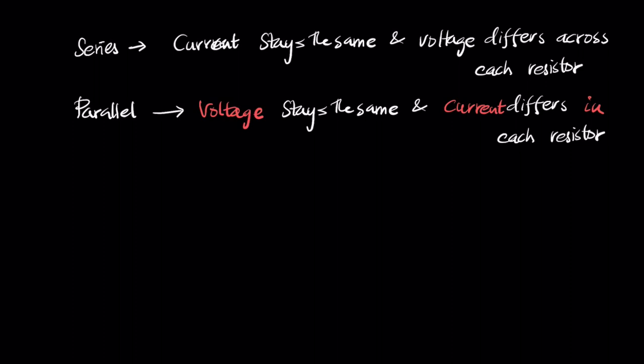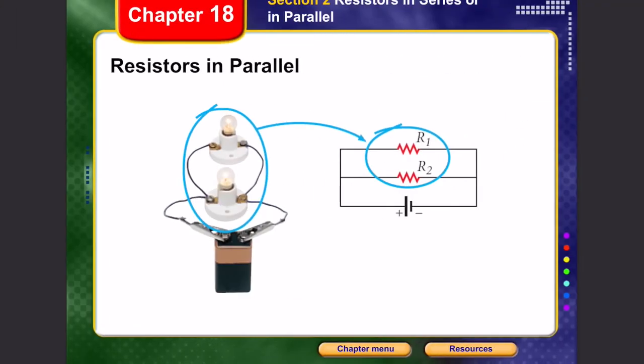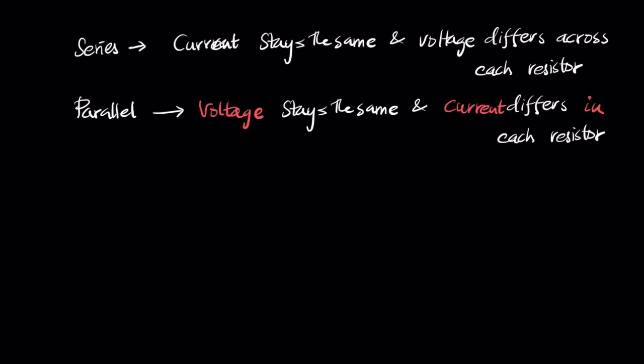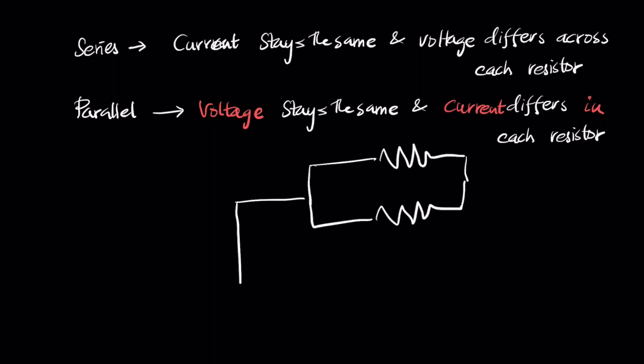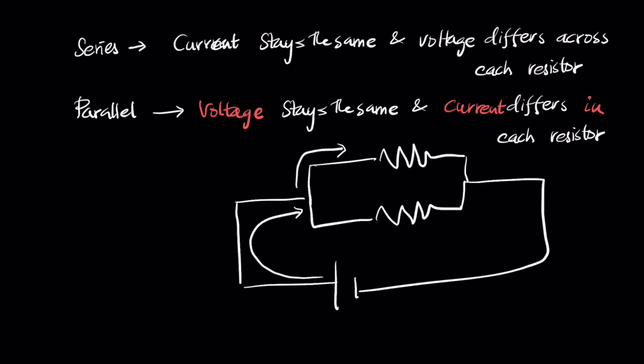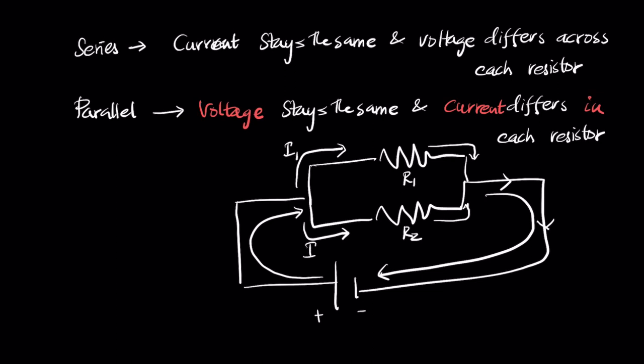So in a parallel circuit, the voltage will stay the same, but the current will differ in each of the resistors. Use this principle and let's see how resistors look in parallel. For example, let's say two resistors. When the current flows here, the current splits into two paths. It flows across the circuit and again combines and comes back to the same point. It's still a closed circuit, but the difference is that across the two resistors you get two different currents, but the voltage stays the same.